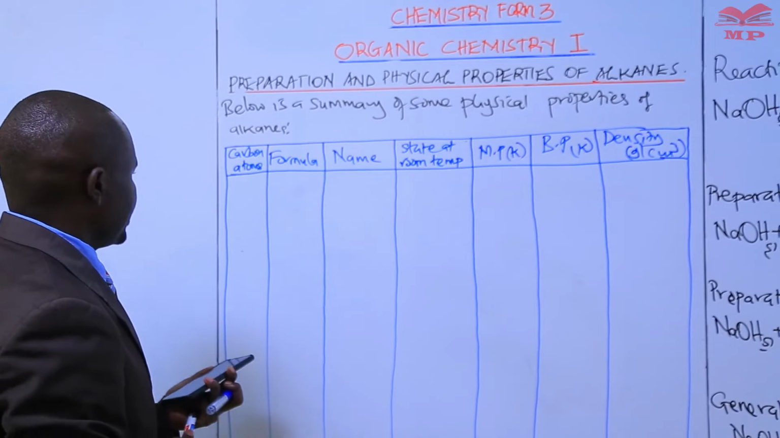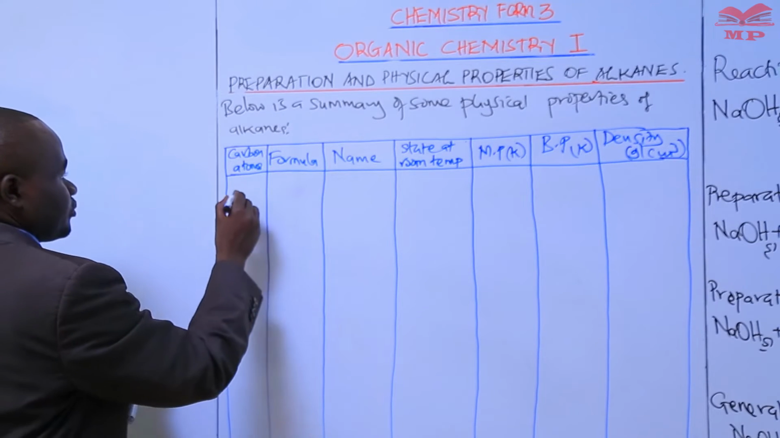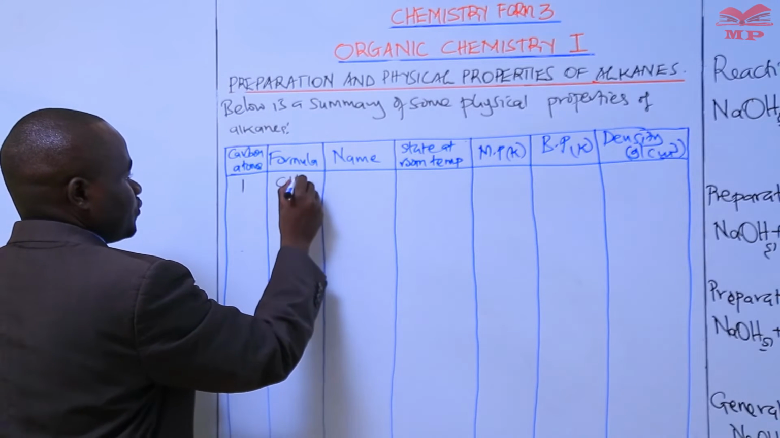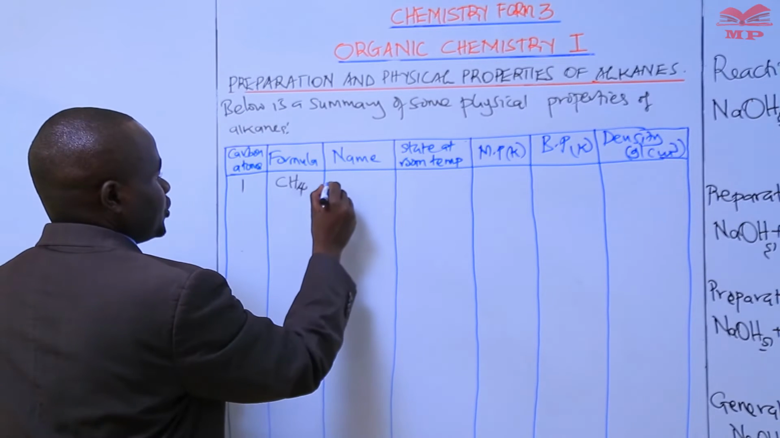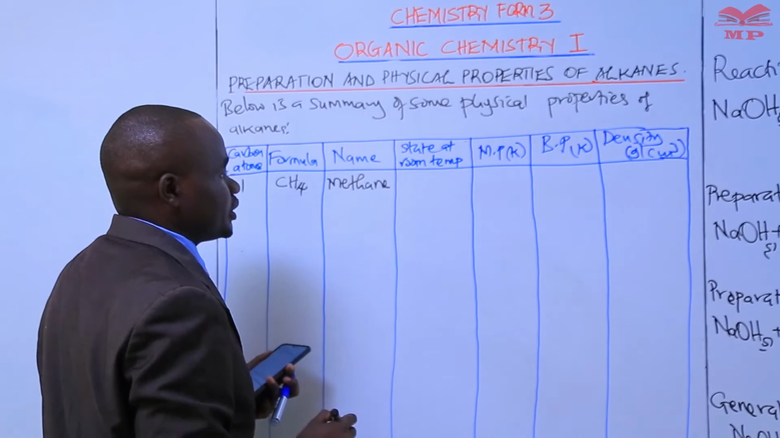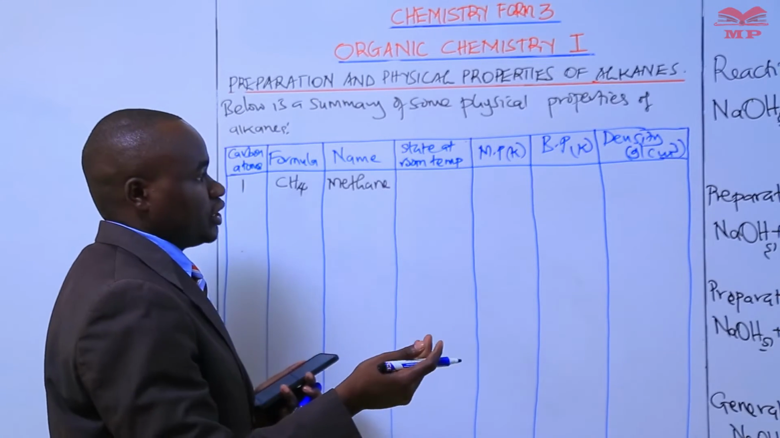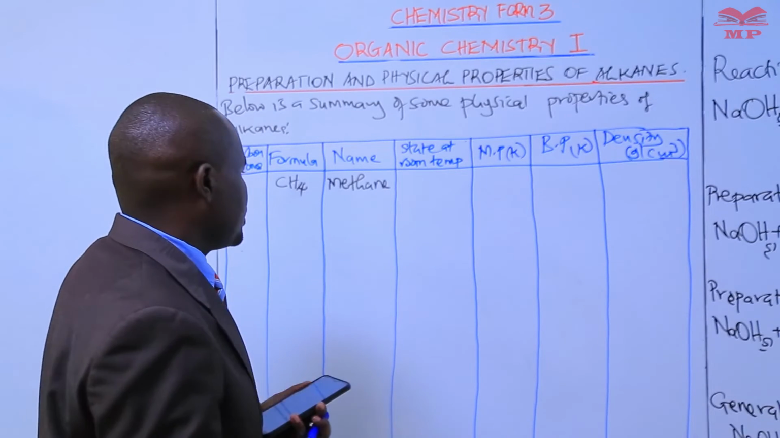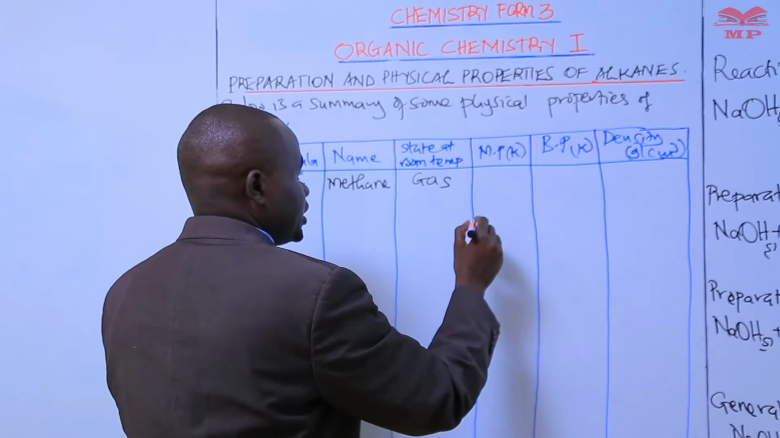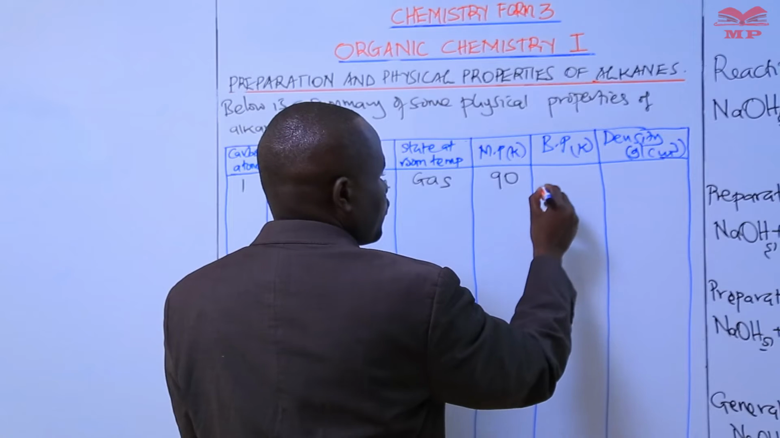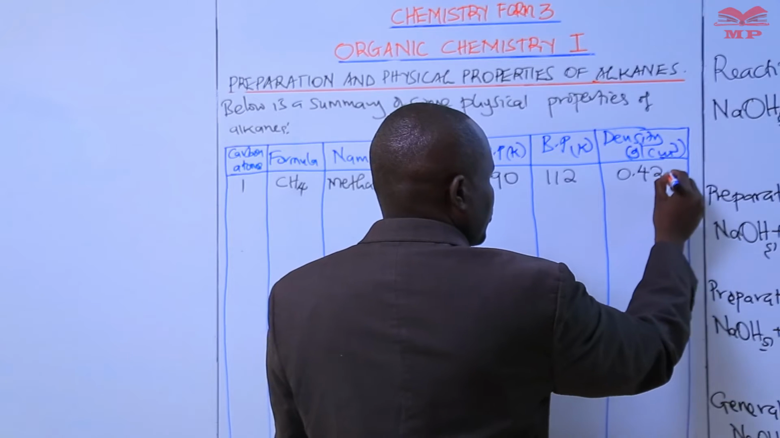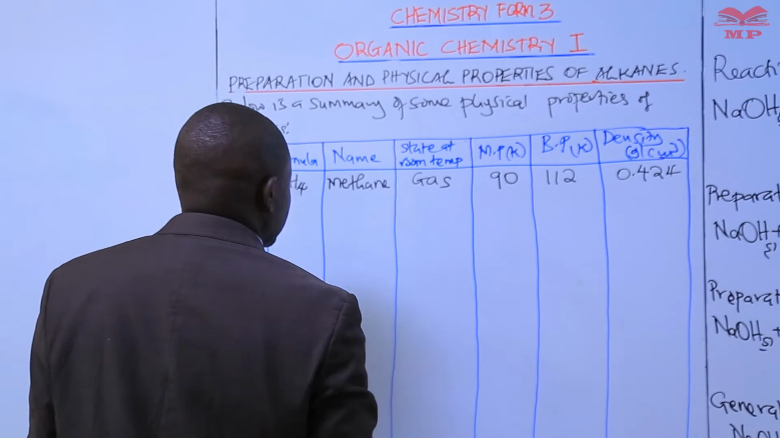So when the number of carbon atoms is 1, that alkane has the following formula, CH4. Its name is methane. I believe by now we know methane. State at room temperature, state means either gas, solid or liquid. So methane is a gas at room temperature. It has a melting point of 90 Kelvin and a boiling point of 112. Density 0.424 grams per centimeter cubed.